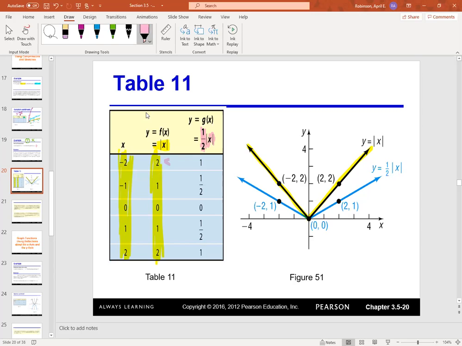And when you look at it, 1 is half of 2. 1/2 is half of 1. 0 is half of 0. 1/2 is half of 1. 1 is half of 2. Every one of these went down by half of what it was before. Half of 2 is 1, half of 2 is 1, except half of 0 is still 0.